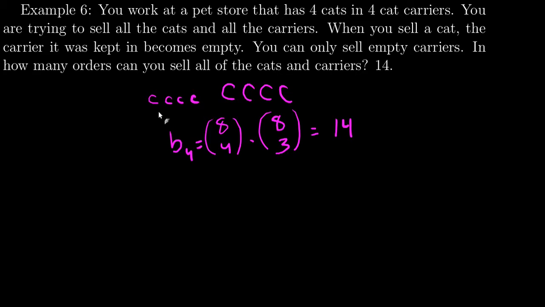So like I could start off by selling 2 cats, then a carrier, then 2 cats, and then all the rest of the carriers. I could start off by selling all 4 cats and then all 4 carriers. 14 ways to make that happen.